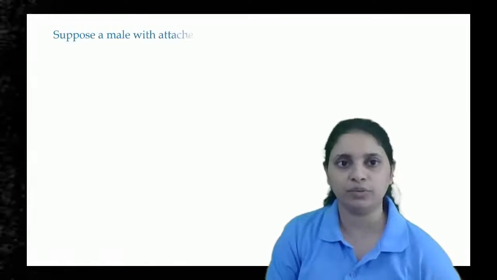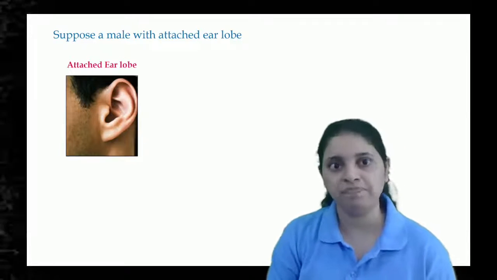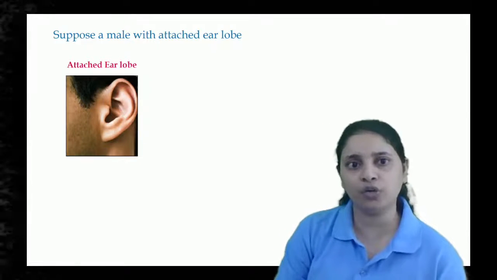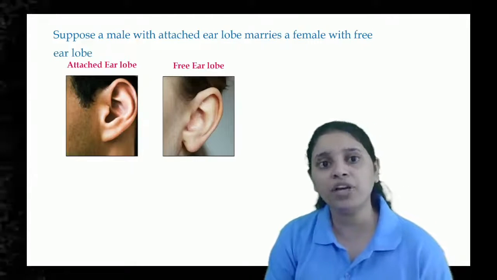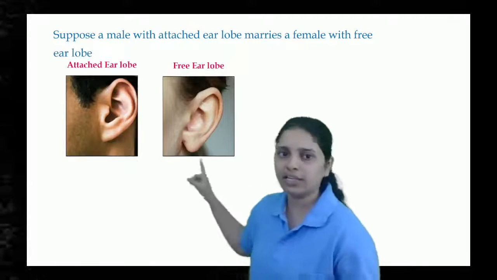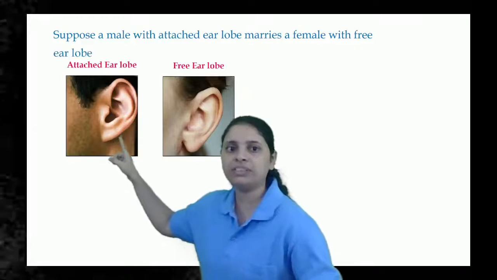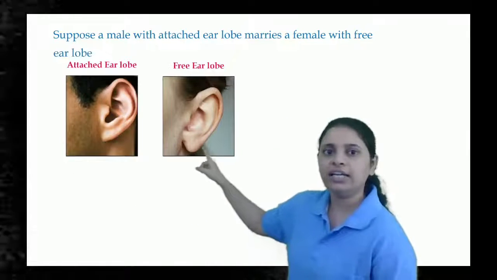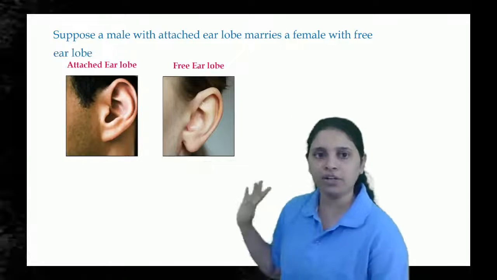Inherited traits. Suppose here we have taken an example: a male with attached earlobe marries a female with free earlobe. Now look here, both earlobes are different, the structure is slightly different. Here you can see this earlobe is directly attached and here it's free, it's not directly attached. These are two types of earlobes.